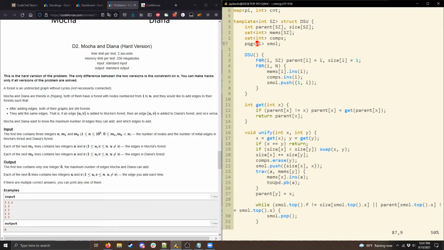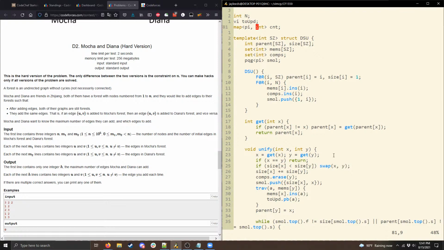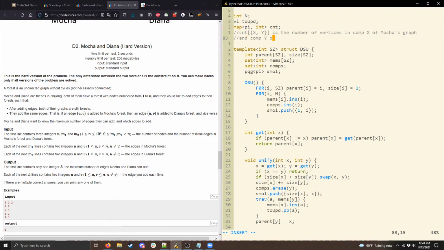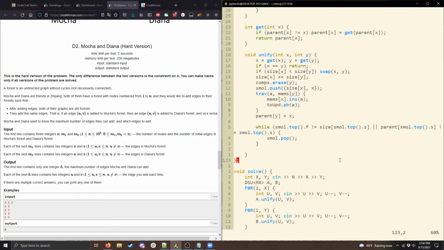Finally, I have this priority queue small, which stores the smallest connected components with their sizes. The other thing I'm going to do is maintain this map CNT, where CNT of xy is the number of vertices in comp x of Mocha's graph and comp y of Diana's graph. And in order to maintain that, whenever I switch the component of a vertex, I'm going to push it to this vector to update, and then I'm going to update it later. Okay.